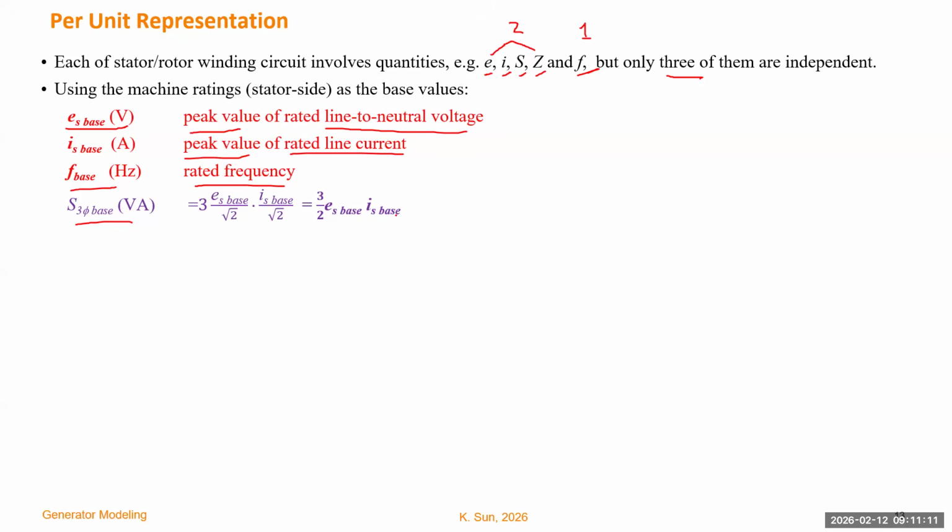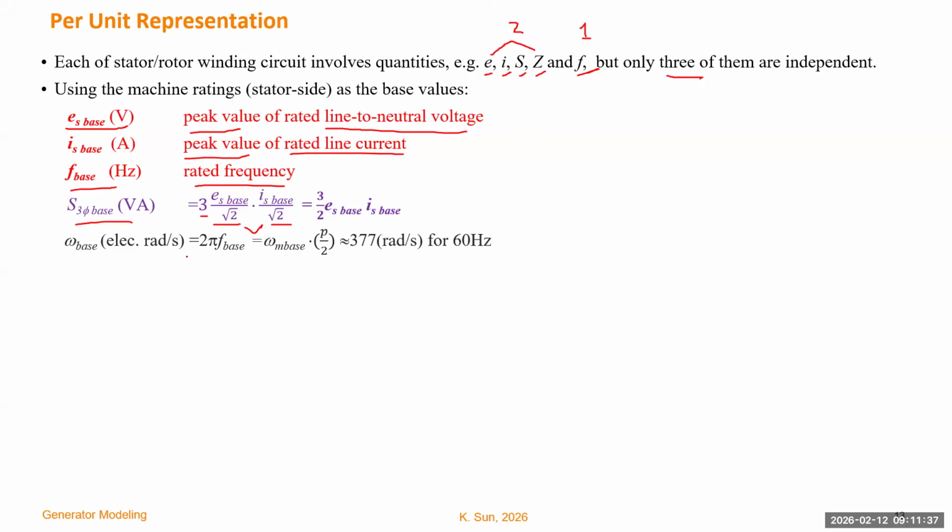To calculate the three-phase apparent power, first we need to change each peak value of voltage or current into the RMS value. So we divide the peak value by square root of 2, and this will give you the apparent power for one phase. Then you multiply by 3, and you will have the three-phase apparent power.